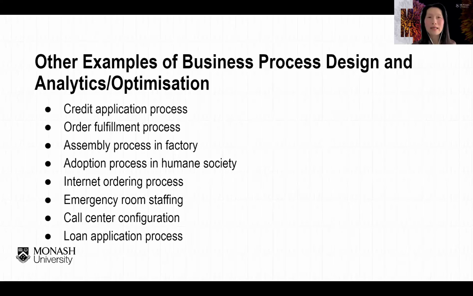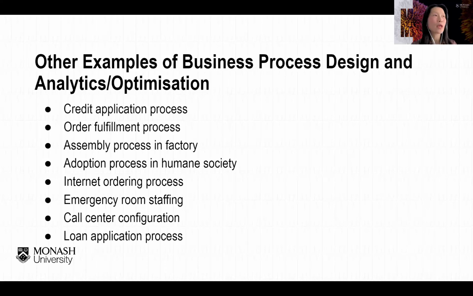This is just one example that I prepared to illustrate the idea. But obviously, there are a lot of different examples that we teach and ask students to model and to improve. Some of them are more business related, like a credit application process and order fulfillment, which we use quite often in our course. Also a loan application process.